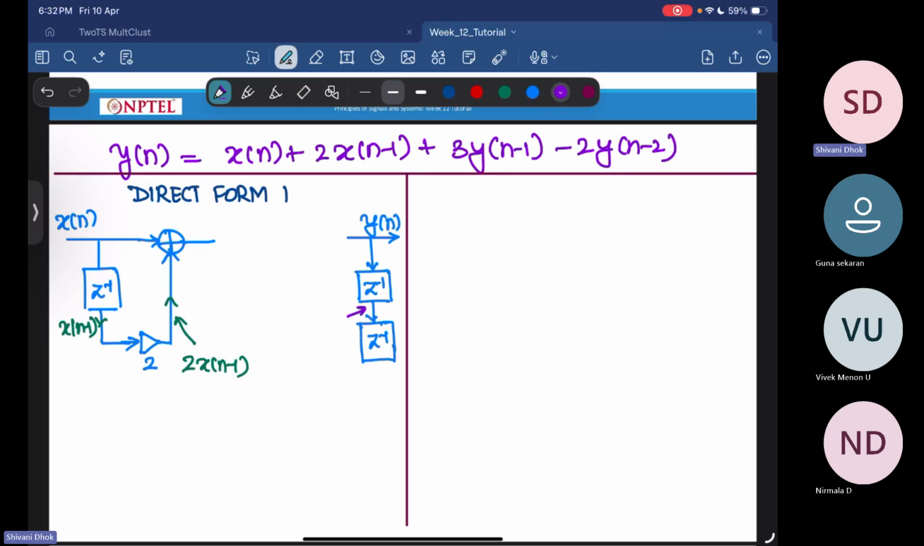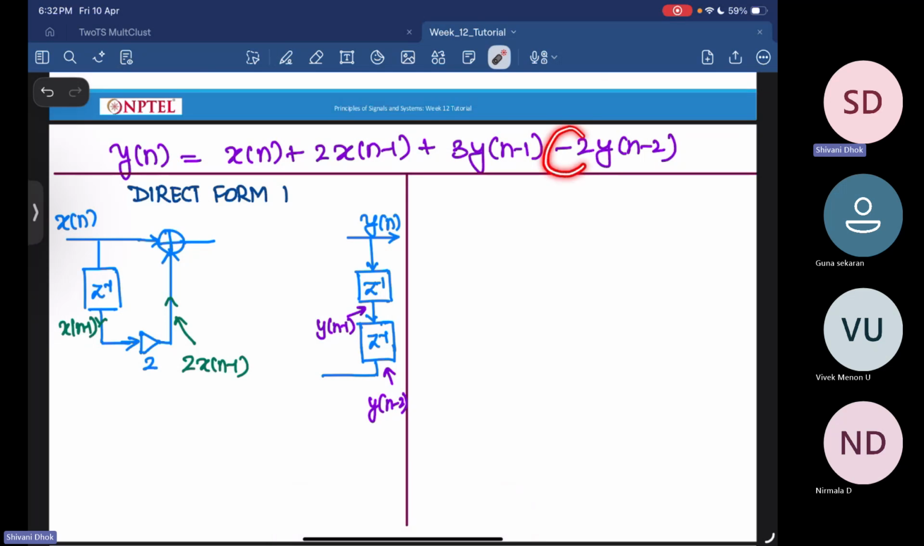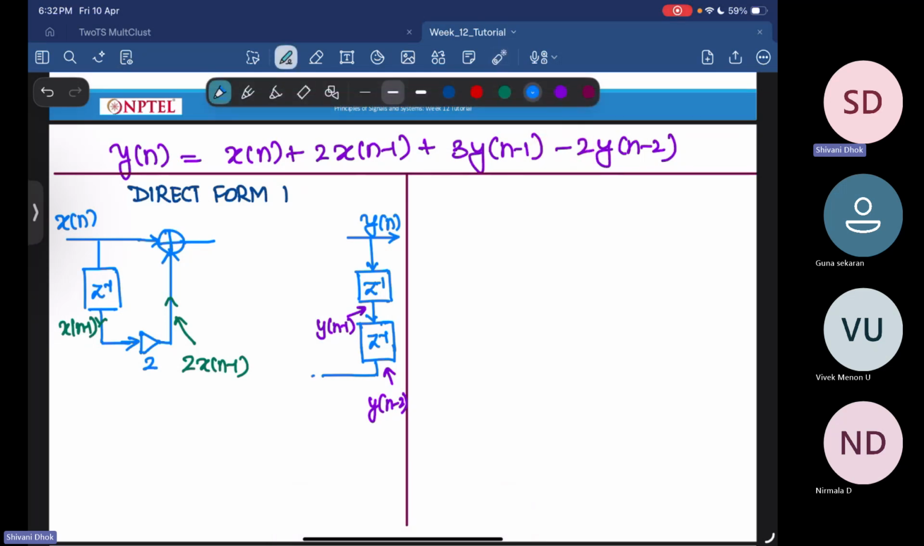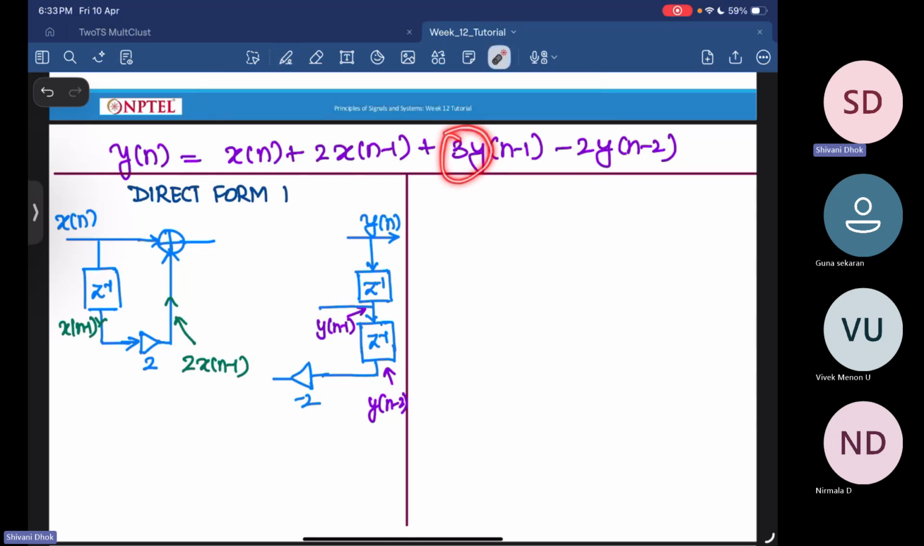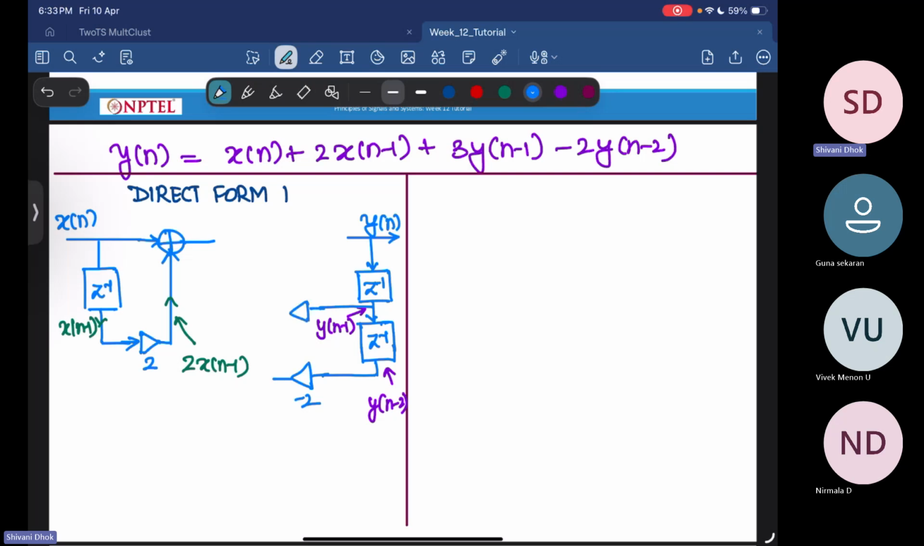So here you get y of n minus 1, and output of this will give you y of n minus 2. Now this y of n minus 2 gets scaled by a factor of minus 2. Similarly, your y of n minus 1 gets scaled by a factor of 3. And these two get added.